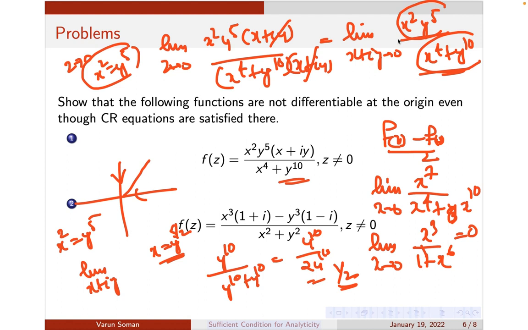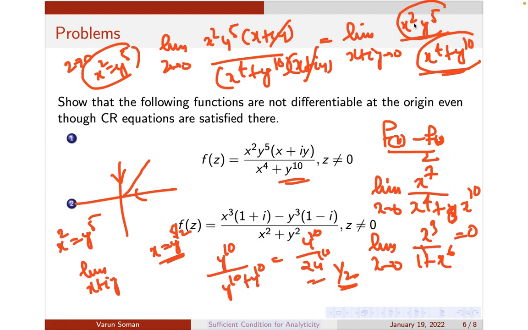That's it. I can also put m x squared equal to y raised to 5. In that case, my limit will depend upon m. So here x squared equal to y raised to 5 is obtained by trying to eliminate this x and y. That's it.